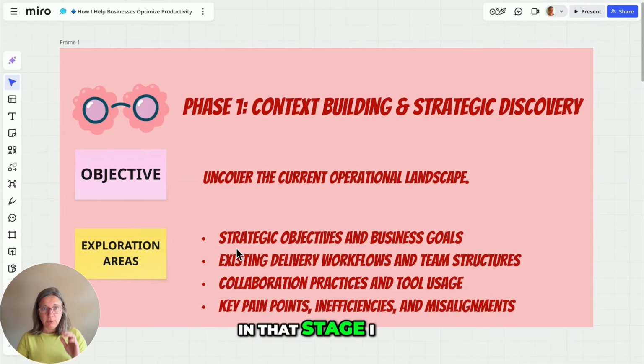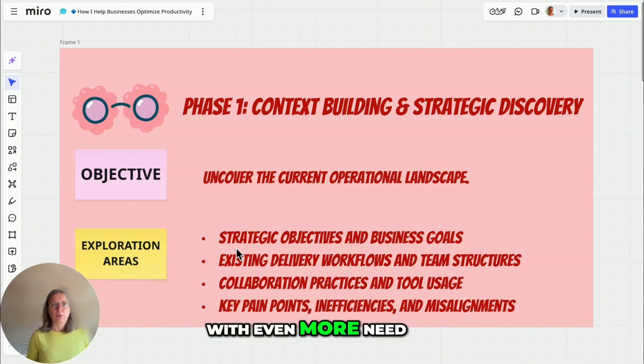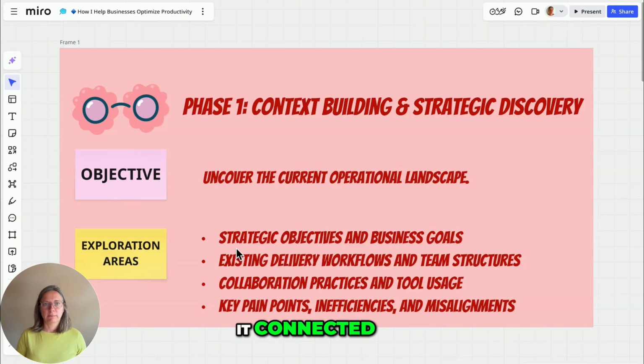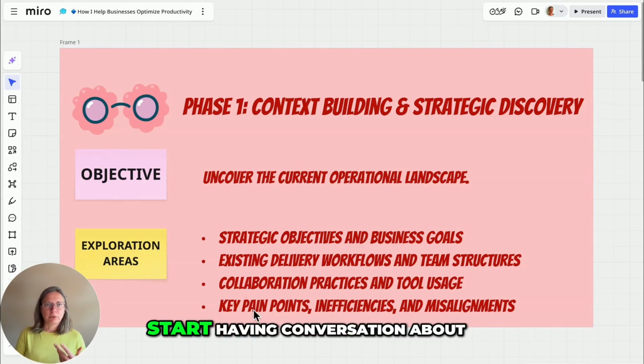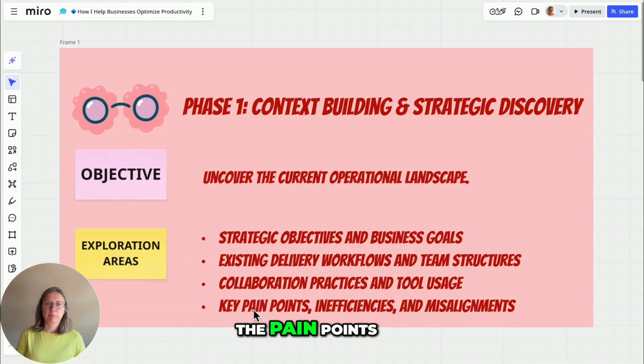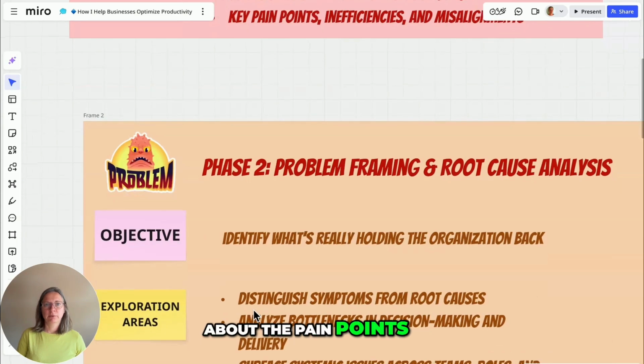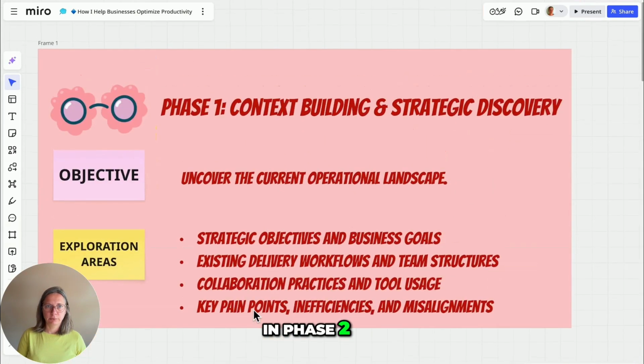In that stage, I also engage with them to understand the tools. And very often what I see is a landscape of very split, disconnected tools, with even more need these days to have it connected. I also try to start having a conversation about the pain points, but I will talk about the pain points a little bit later in phase 2.